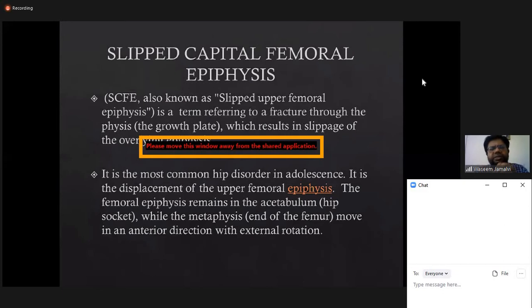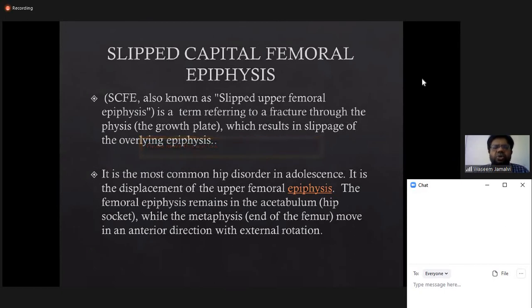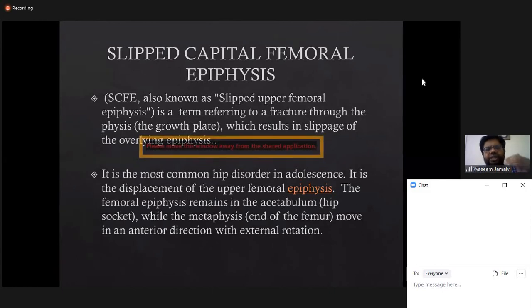There is a plate through which the two are attached. That plate is called the epiphysis; in every bone there is an epiphysis, metaphysis, and diaphysis. You all know about it. The epiphysis and metaphysis are joined by the epiphyseal growth plate. This growth plate is very important for the height and elongation of the different bones. And if there is a slip of that epiphysis, there may be different complications.